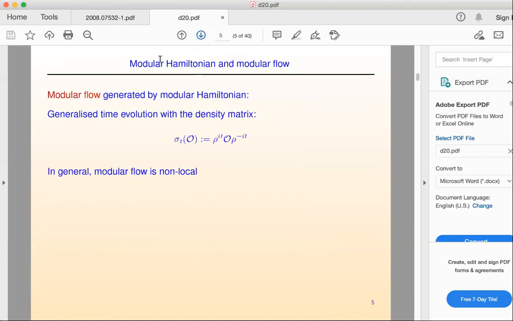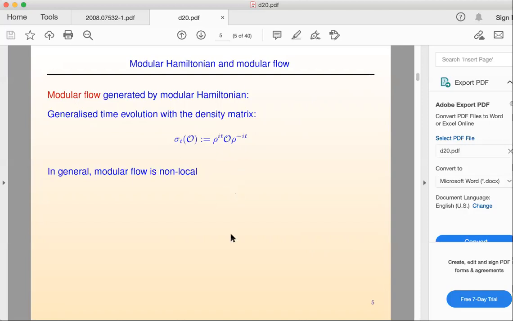Okay, before I come to this Tomita-Takesaki theory, which was already mentioned, let me say that you can view this modular Hamiltonian as a generator of some flow, and this flow is then called the modular flow. The modular flow essentially means that we consider a generalized time evolution with the density matrix. As you can see, sigma_t for some particular operator is the modular flow, which depends on time, or some generalized time. Here we see this evolution with the density matrix itself.